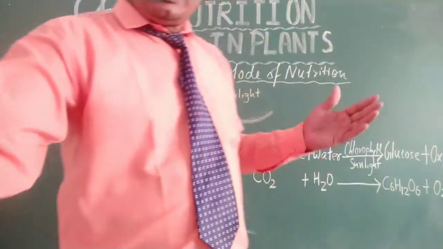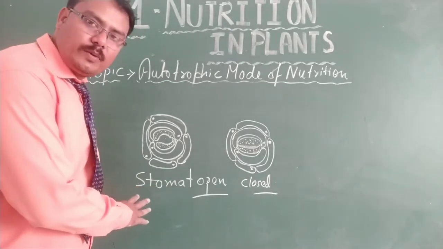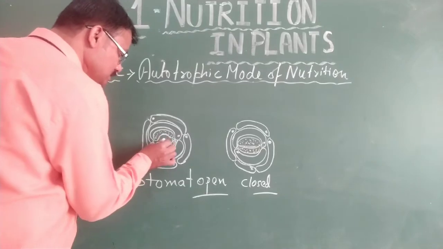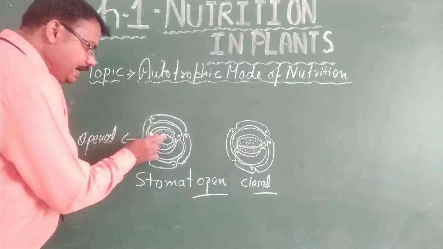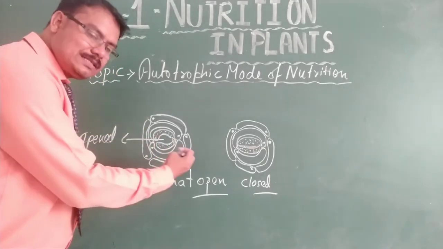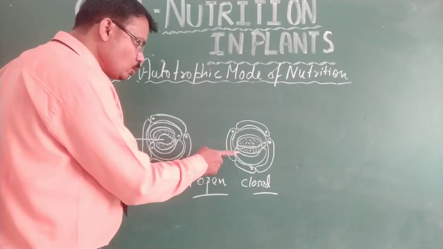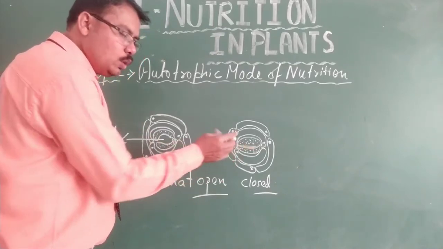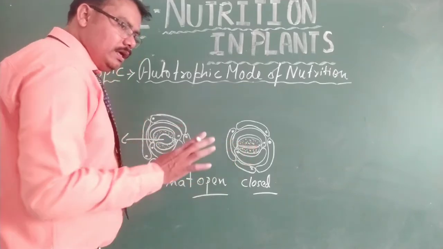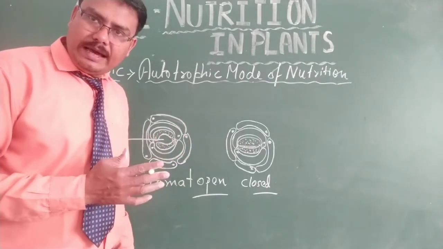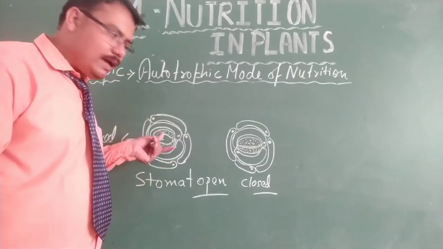Now students, here you can see I have drawn a figure of the stomata. This is open, and while it is open, through this portion it takes in carbon dioxide and releases oxygen. And you can see here, this is the same stomata, but this time it is closed. There is no opening here. That means it doesn't remain open all the time. When it requires oxygen or carbon dioxide, only then it opens, and otherwise it remains closed.